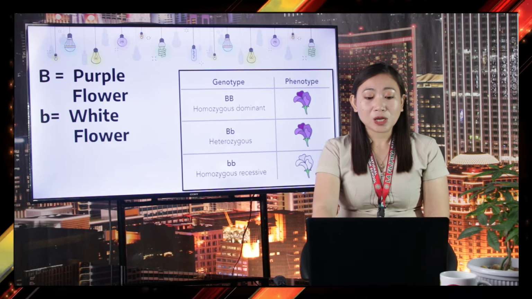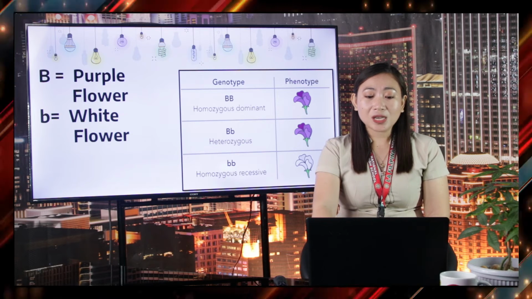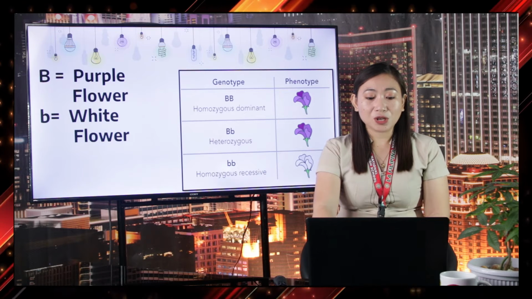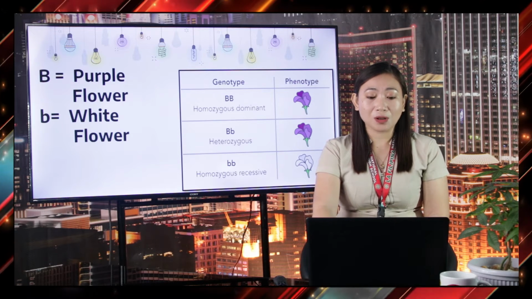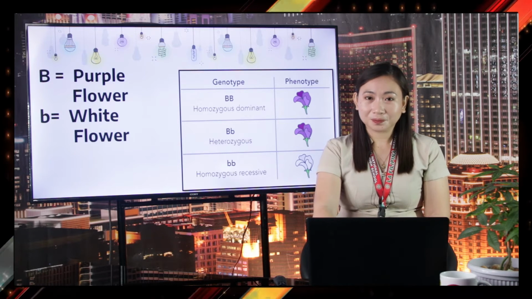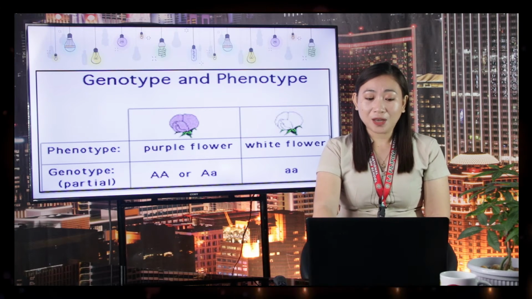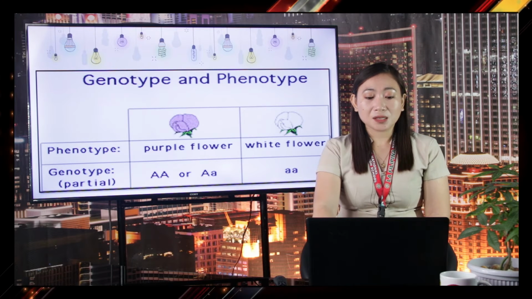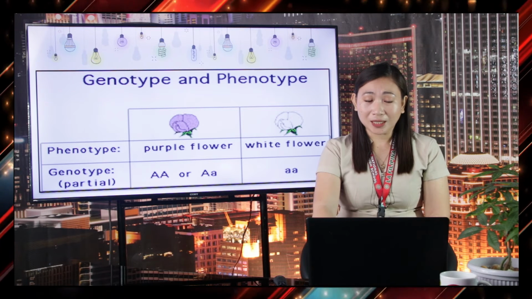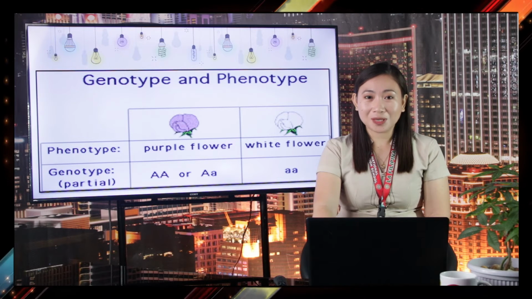Heterozygous, which contains small letter b and big letter B, has a phenotype of purple flower. Another is homozygous recessive, which contains small letter b, which has a color of white flower. Now, this is another example of genotype and phenotype. Phenotype: it has a purple flower or white flower. Genotype can be homozygous dominant or heterozygous dominant. It can also be homozygous recessive.